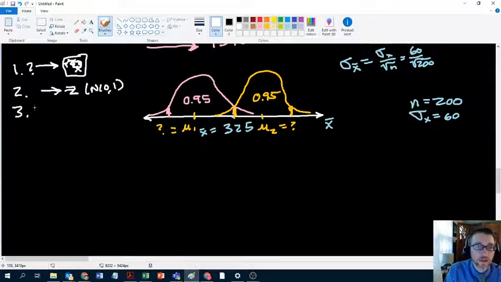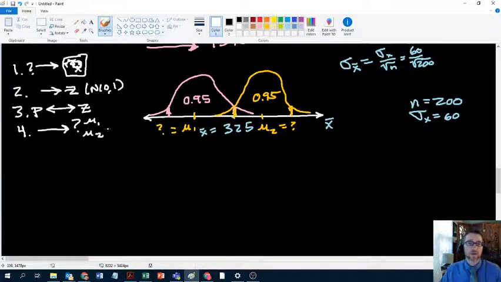Step 3 is use p to get z, or z to get p, depending on which one we have, right? If we already have an area, we need to work to get our z. If we already have a z, we work to get our area. And then step 4 is going to be to answer the question, which in this case is going to be to find mu1 and find mu2. So those are the 4 steps we're going to take. We already finished step 1.